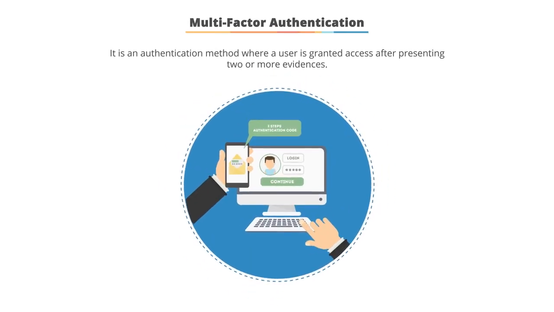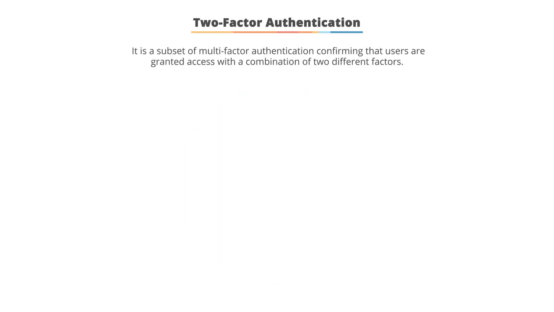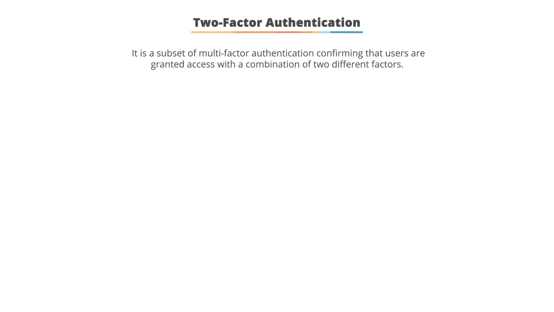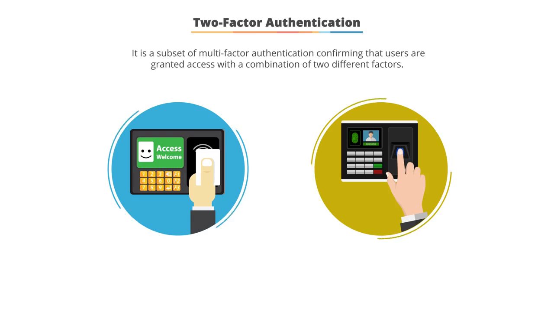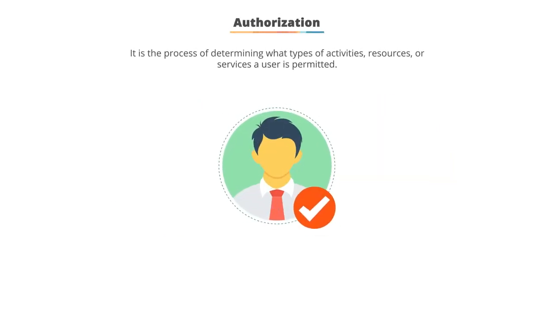Multi-factor authentication is an authentication method in which a computer user is granted access only after successfully presenting two or more pieces of evidence to an authentication mechanism. Two-factor authentication is a type or subset of multi-factor authentication. For example, a combination of more than one method: a token and a password or PIN, or a token and a biometric device.